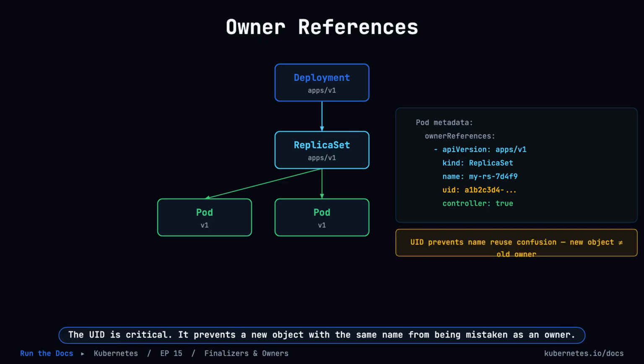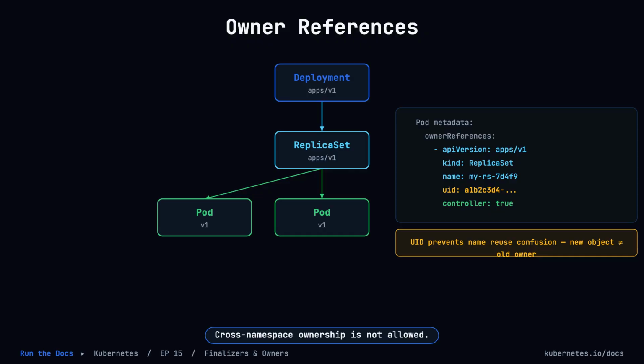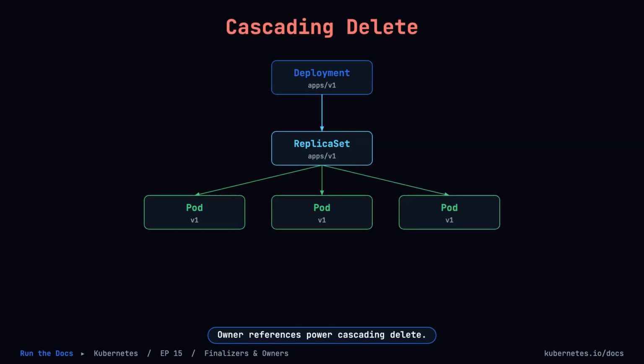The UID is critical. It prevents a new object with the same name from being mistaken as an owner. An object can have multiple owners, but they must all live in the same namespace. Cross-namespace ownership is not allowed. Owner references power cascading delete.